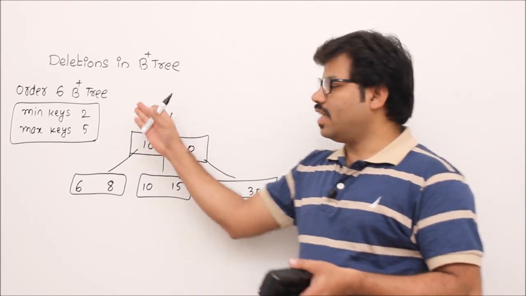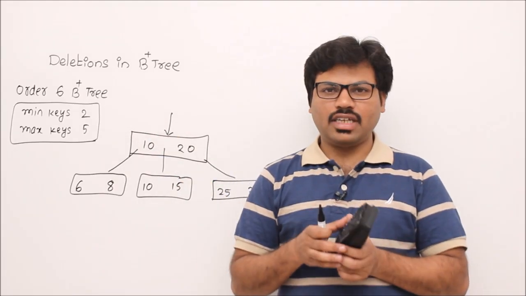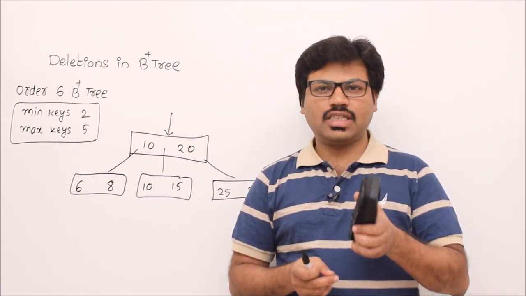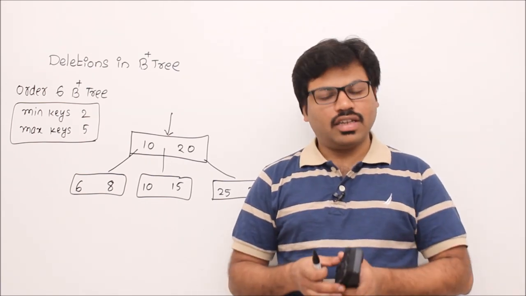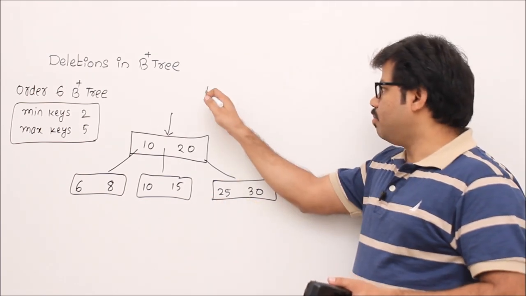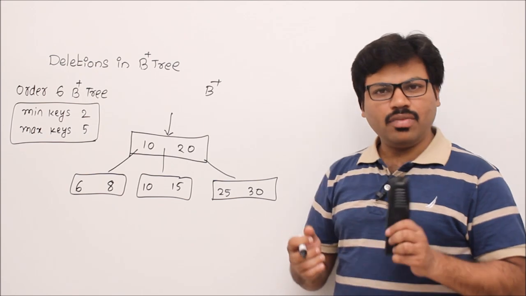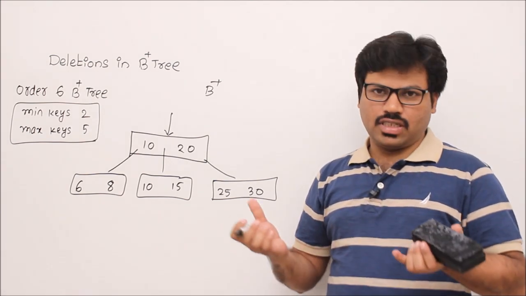Now we'll see B plus tree deletions. Before going to B plus tree deletions, I would like to talk about the order of a B plus tree. Usually, a B plus tree's order is defined ambiguously. The reason is that the B plus tree was proposed by so many people. That means at the same time, a lot of people studied this B plus tree.